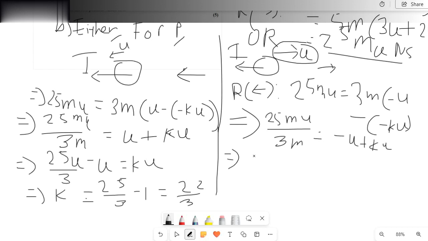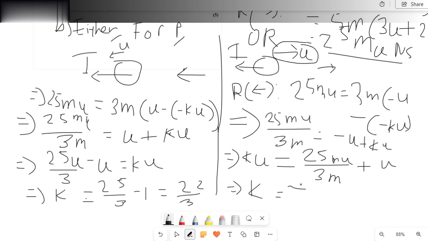Therefore we have ku is equal to 25mu by 3m plus u. So k is equal to 25 by 3 plus 1, which is also 28 by 3, and this is our answer, either 22 by 3 or 28 by 3.